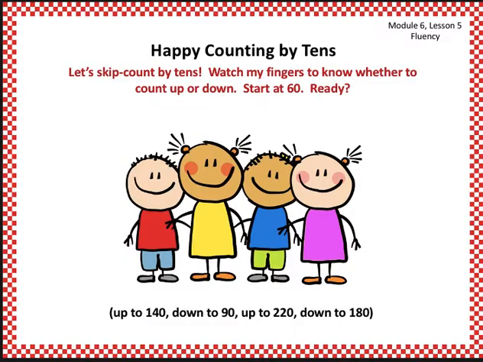We are going to start off with a little fluency, counting by tens. So we are going to be skip counting by tens. When you see the arrow pointing up, you are going to be counting up by tens. When you see the arrow turn downwards, you are going to count down by tens. All right, we are going to start at 60.